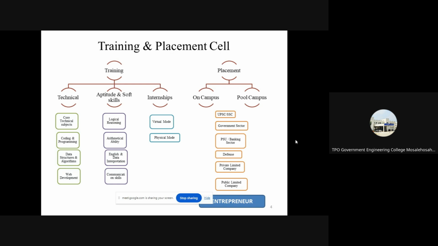In addition to that, in the present world, where most non-IT students are getting into IT, coding and programming, data structures and algorithms, and web development also become useful. We are seeing that in the VQ syllabus, in the first year itself, we have CS courses even for the non-IT branches. So technical core competence becomes very important, and the placement cell has a responsibility of taking care of technical training as well. In addition to it, we have aptitude and soft skills training.